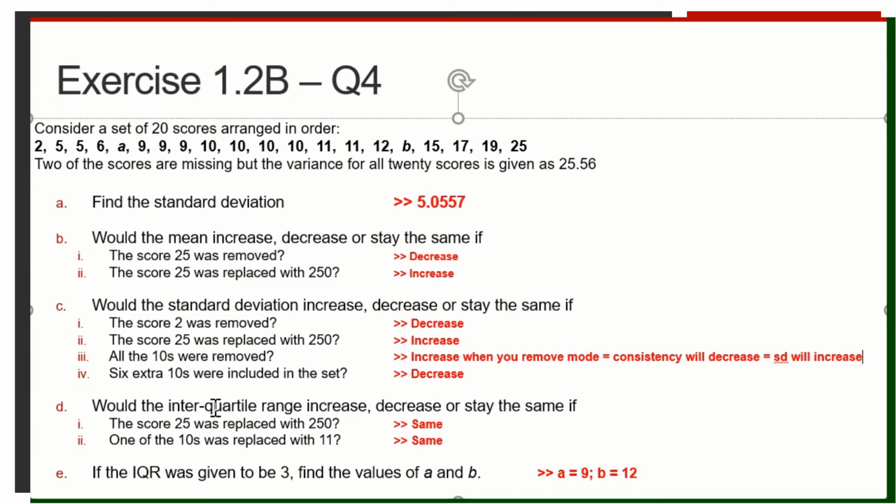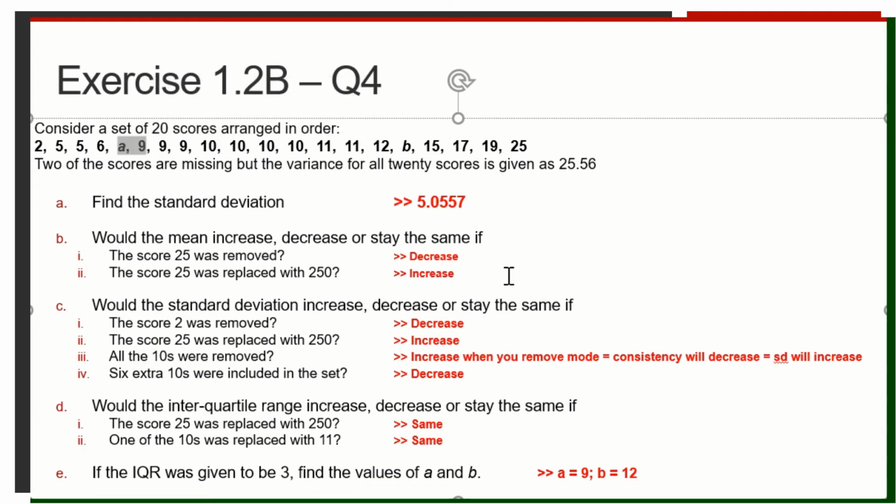With the interquartile range, what is interquartile range? Q3 minus Q1. Increase, decrease, or stay the same? So this I will leave you to do. I want you to find where your Q3 and Q1 positions are. First of all, you find n. There's 20 data, right? So 20 plus 1 times 0.25 to find Q1, which is 5.25. So your Q1 sits in the 5th and 6th position of your data. So 1, 2, 3, 4, 5 and 6. Meaning this is your Q1 position.